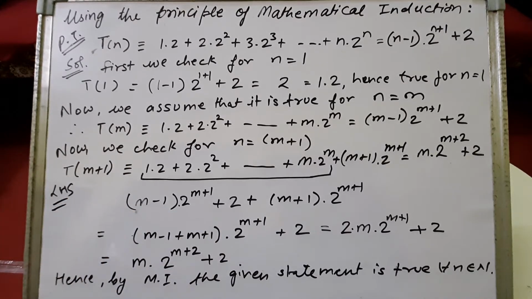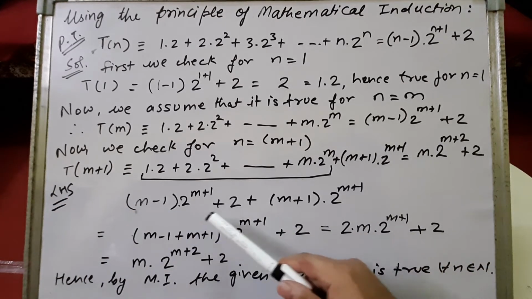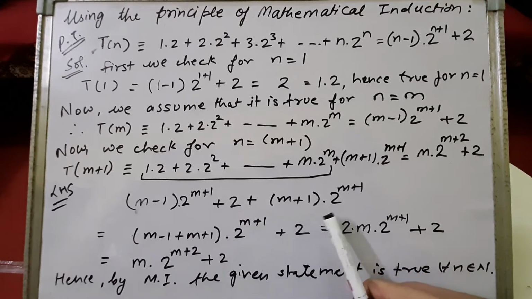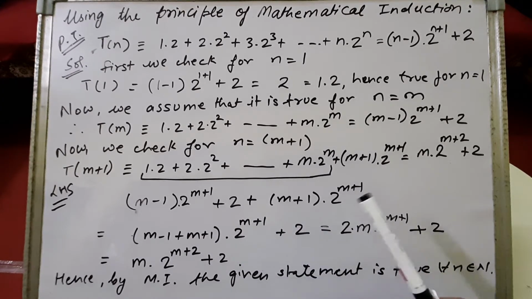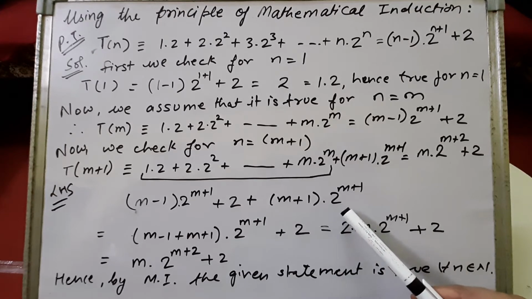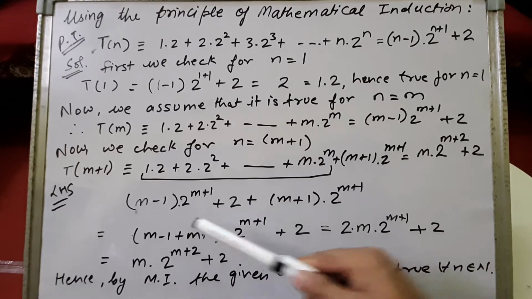Now children, we get 3 terms: (m minus 1) into 2 to the power m plus 1, plus 2, plus (m plus 1) into 2 to the power m plus 1. Now if you see, 2 to the power m plus 1 is common in the first and third term.